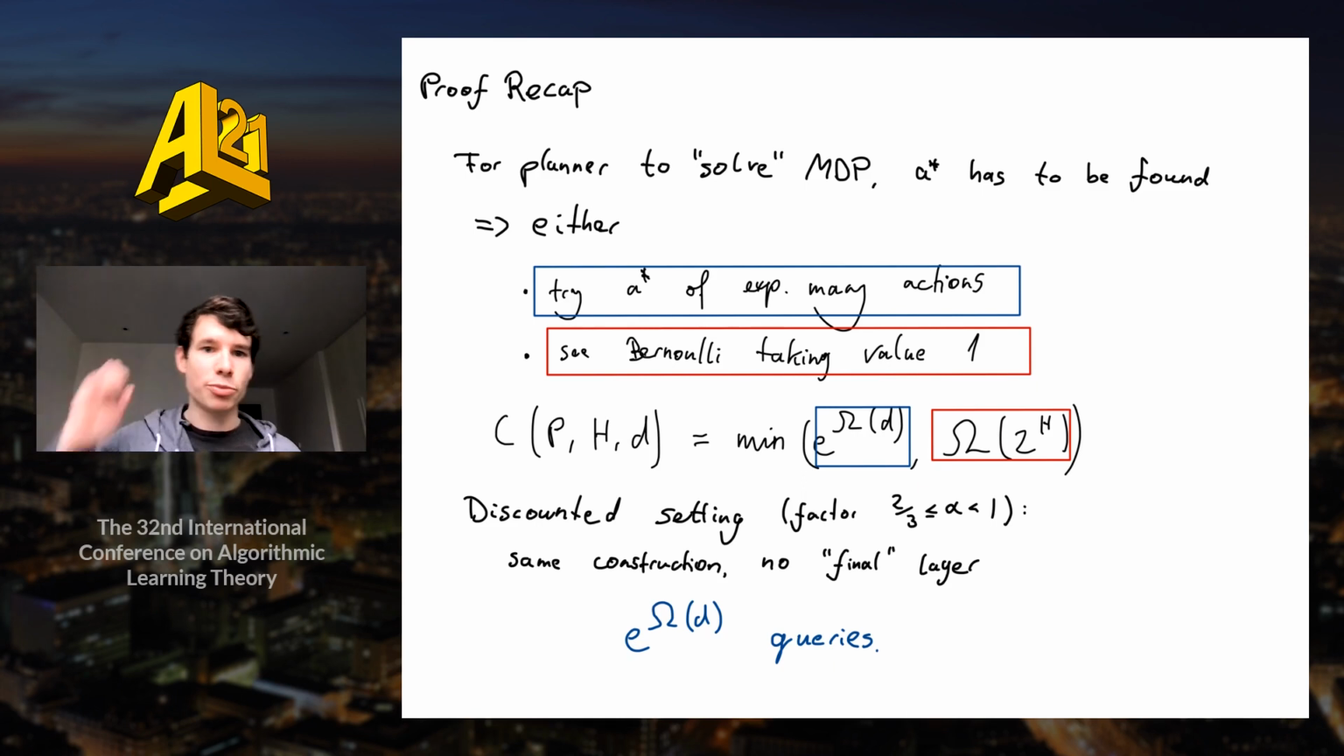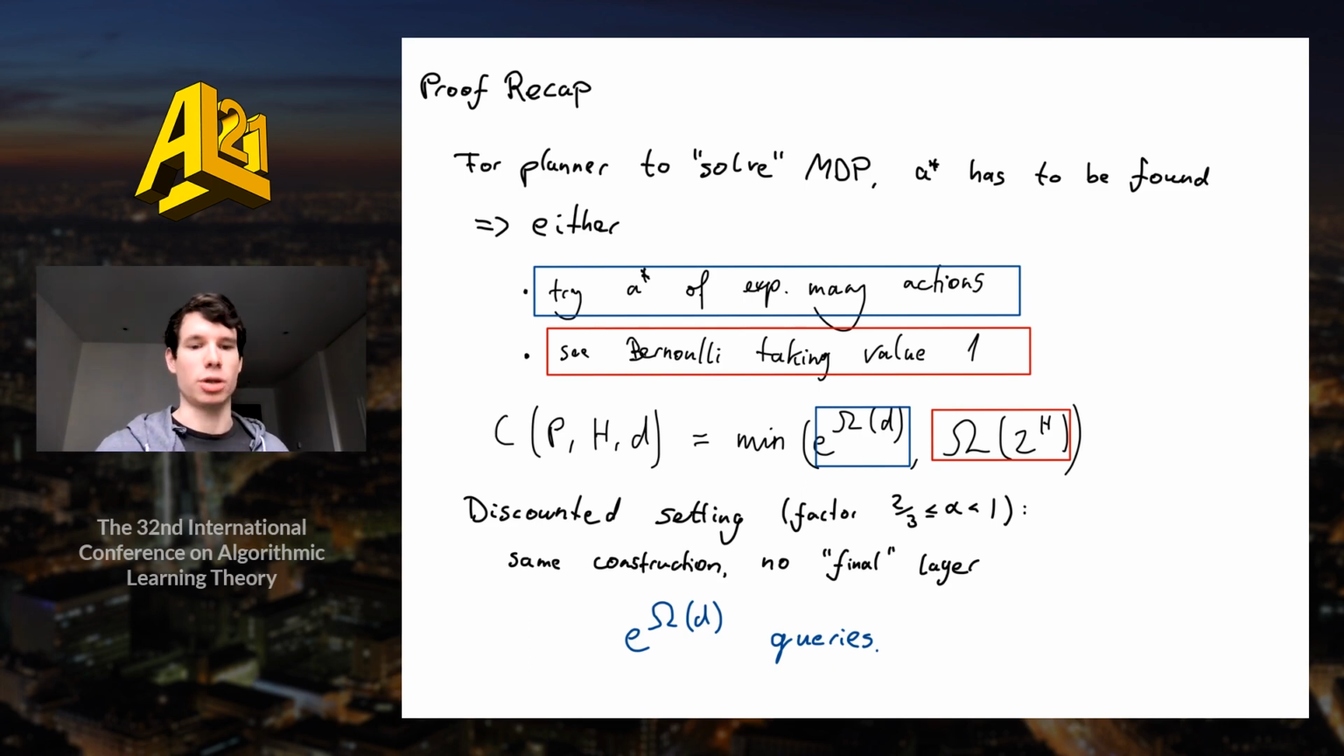So to recap this proof, for the planner to solve the MDP, the action A star has to be found. And this can be done in one of two ways. Either the planner has to randomly stumble across this action out of exponentially many actions, or it has to see a Bernoulli taking a value of 1. So the former corresponds to an exponential sample complexity, at least in D, and the latter corresponds to an exponential sample complexity, at least in H.